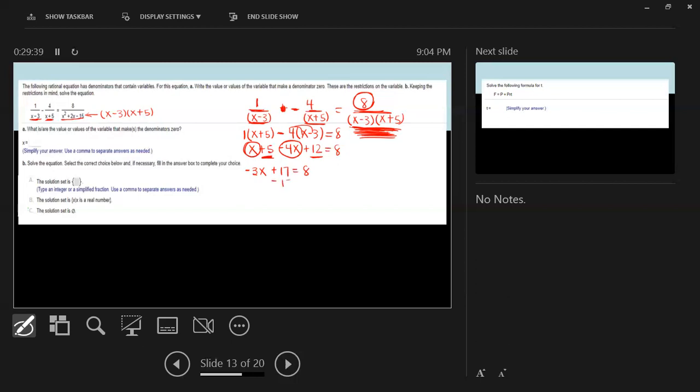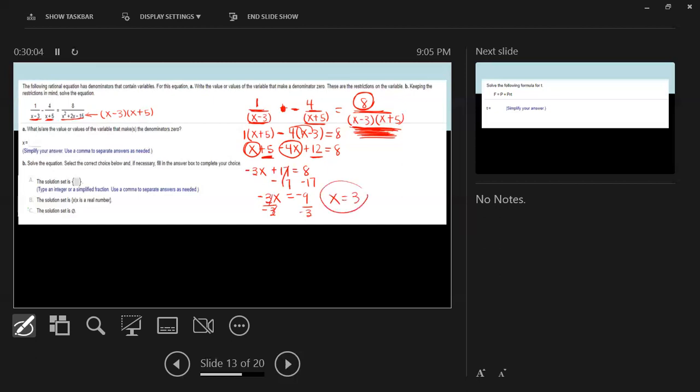So I'm going to subtract 17 because you do the inverse to move it. And I need to move it over there with the 8 because I'm trying to solve for x. So I have negative 3x is equal to, now 8 subtract 17 will give you a negative 9. Now we're going to divide both sides by negative 3. So that cancels out. So I have x is equal to positive 3.